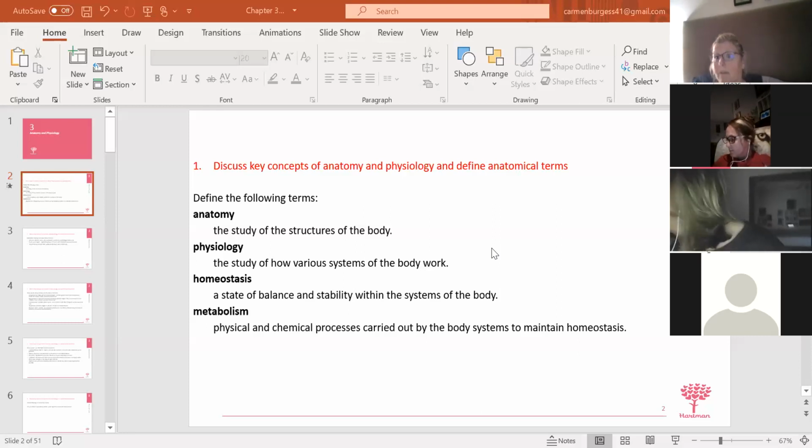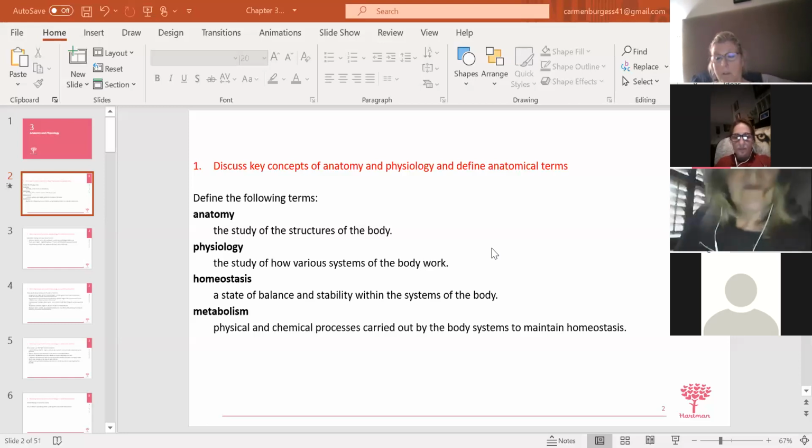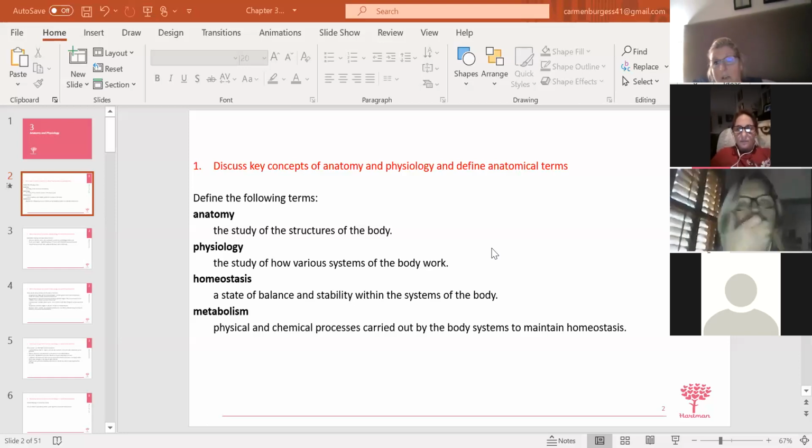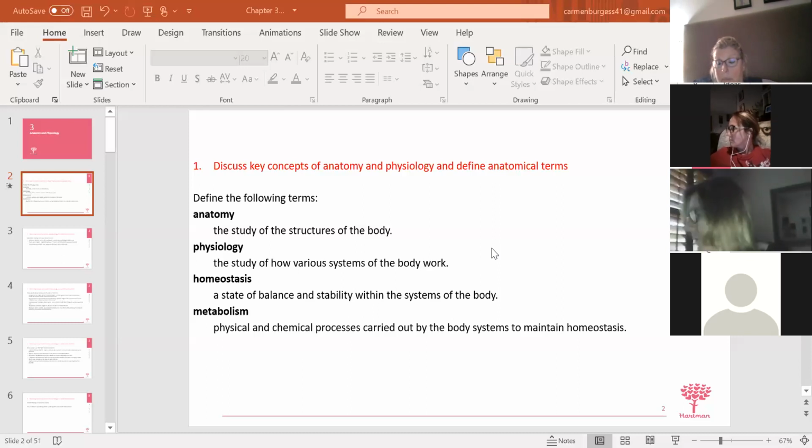And so if you have questions, don't hesitate to ask me, because these are the things that you're going to see again. And a lot of this, especially blood flow and the systems, how they work together, you're going to continue to see that. So if you don't understand it, let me know. Okay. All right. So chapter 3 is all about the anatomy and physiology.